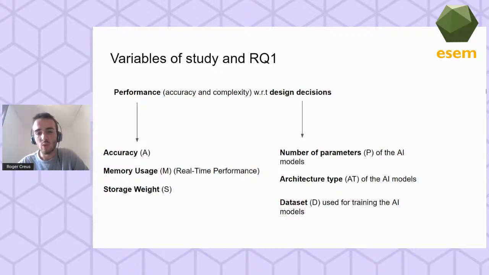And then we relate these performance metrics, which are the dependent variables of our study, with respect to our design decisions that we identify as the number of parameters of the AI models, their architecture type, and their data set. So arguably, these are the very important design decisions when thinking of an AI component.